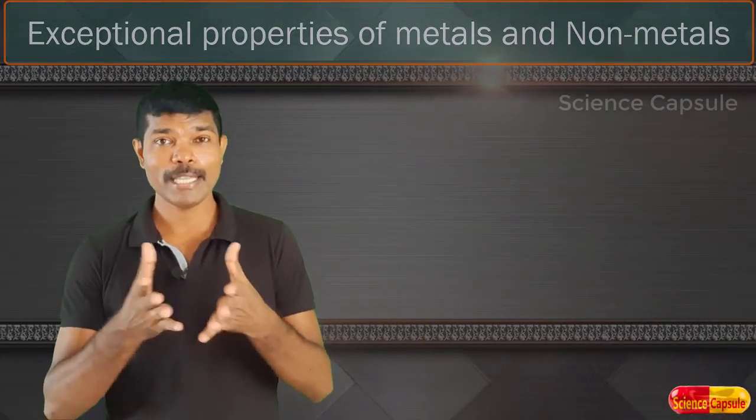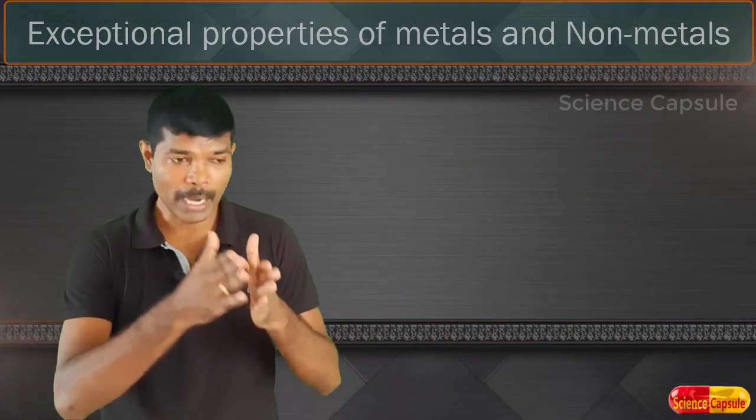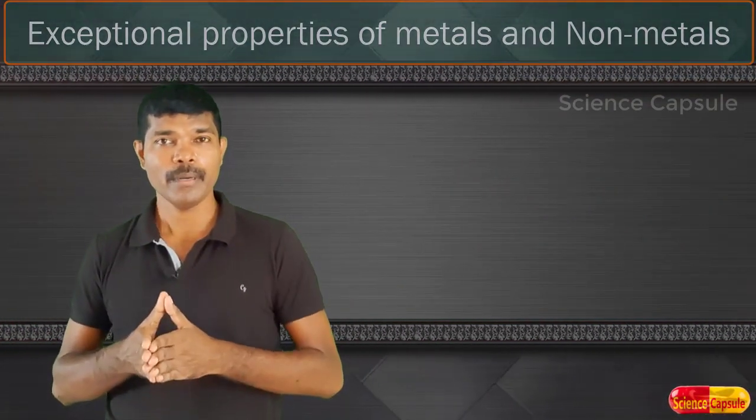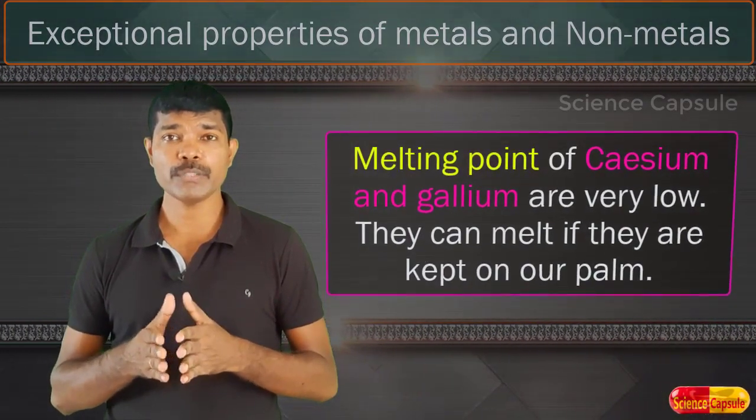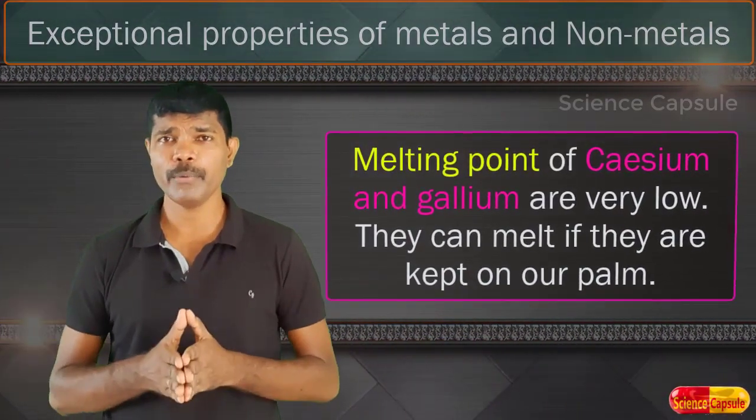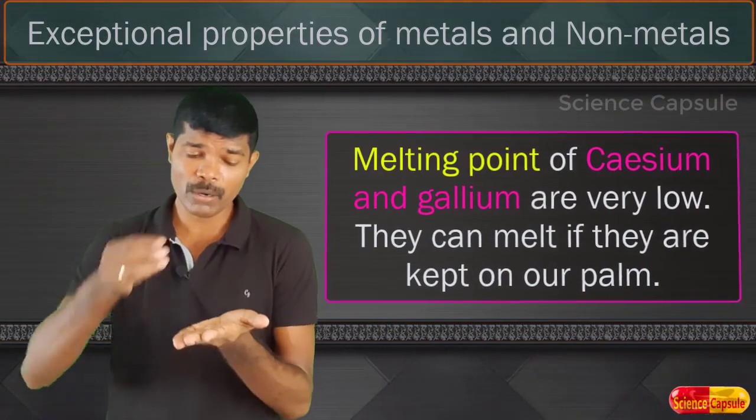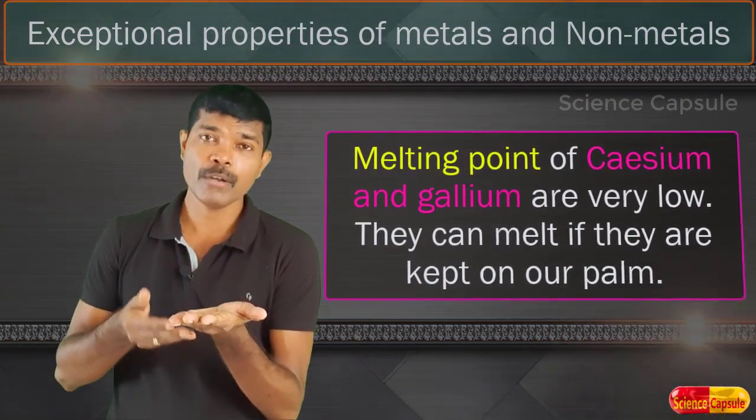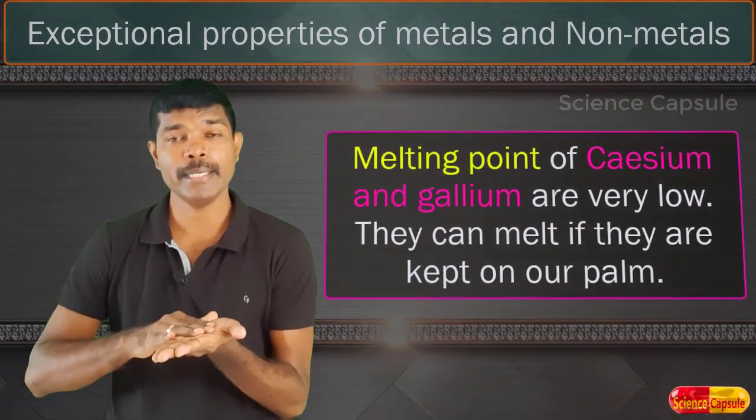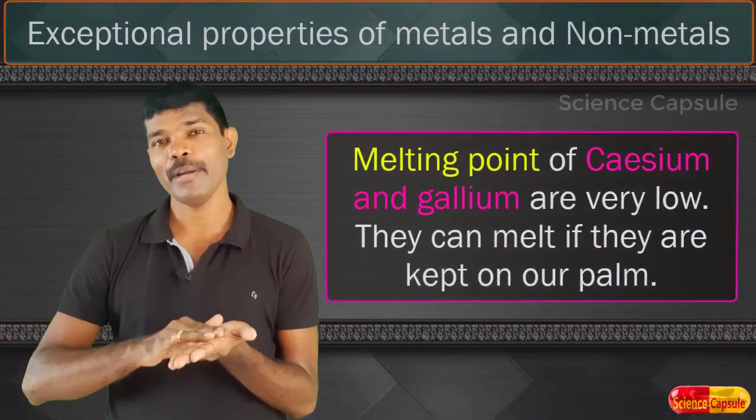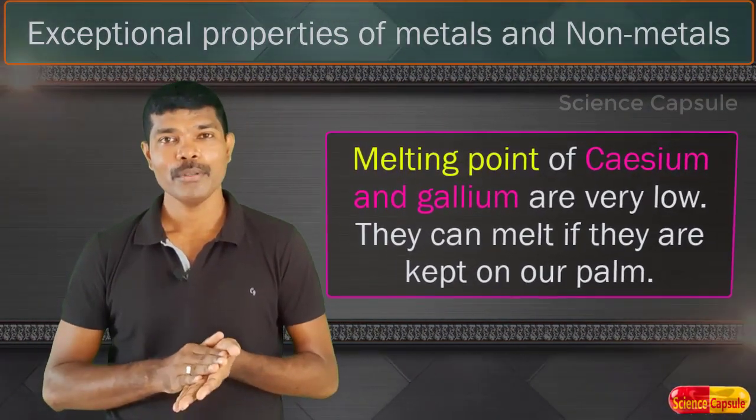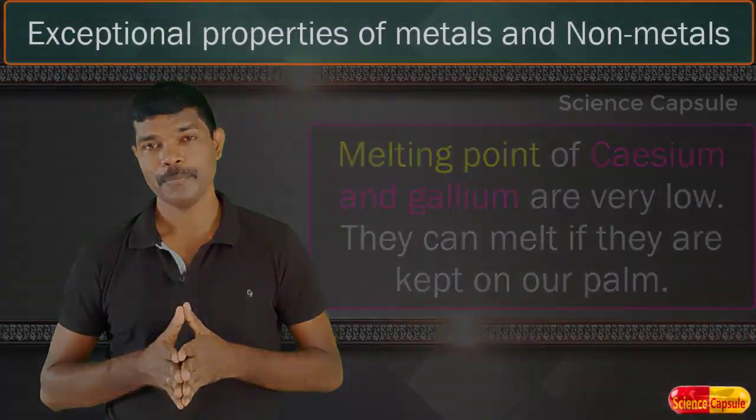We have seen before that all the metals have high melting and boiling points. There are some exceptions over here. Cesium and gallium are metals which have very low melting points. If we keep cesium or gallium metal on our palm, it takes the heat of our body and starts melting. So we can imagine how low the melting point of these metals is. So this is an exception here.